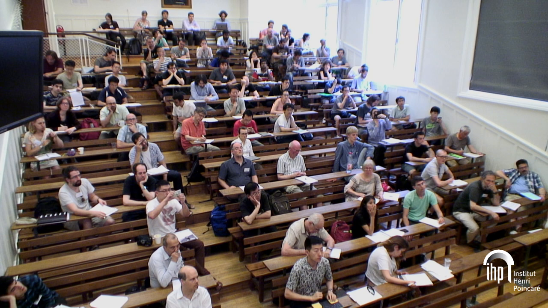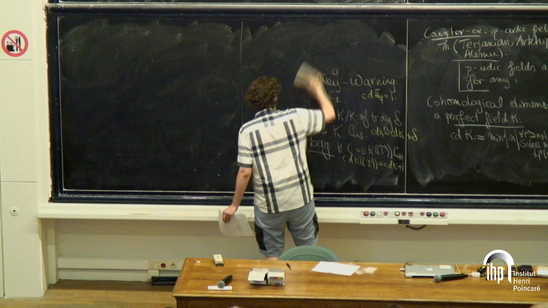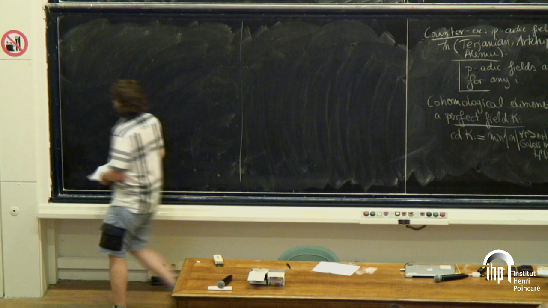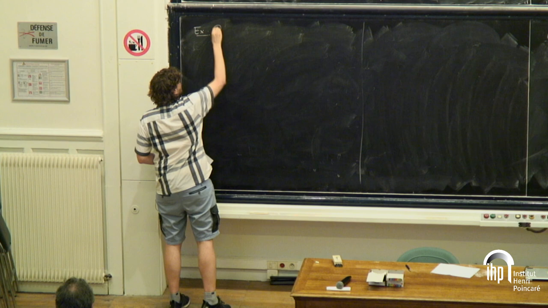So maybe let's look at some basic examples. So let's look at the extremal cases. So first I want to look at the case where Q is zero. What happens if Q is zero?